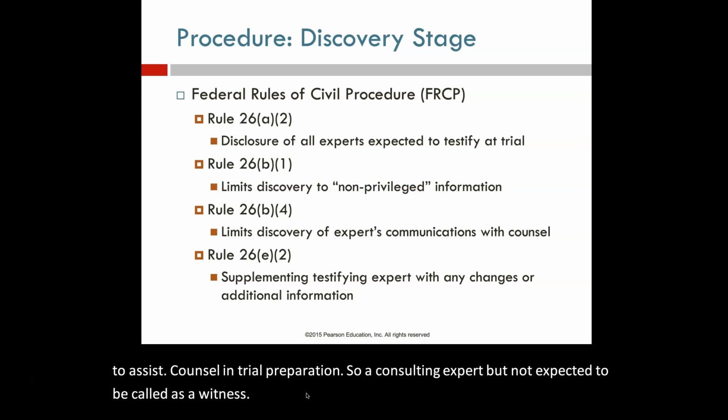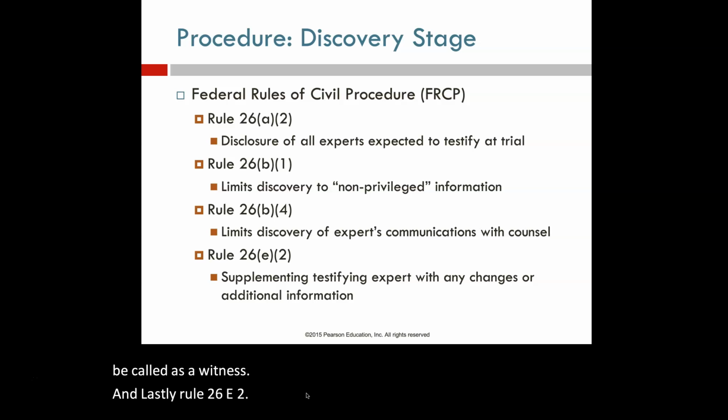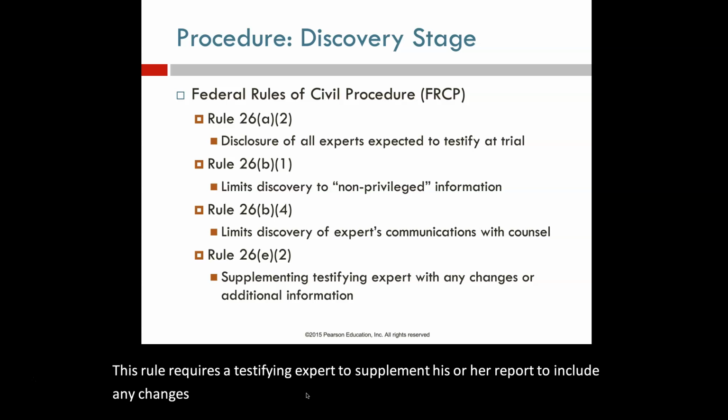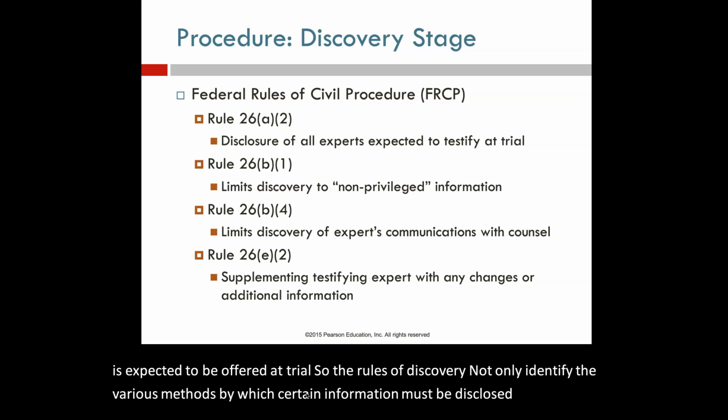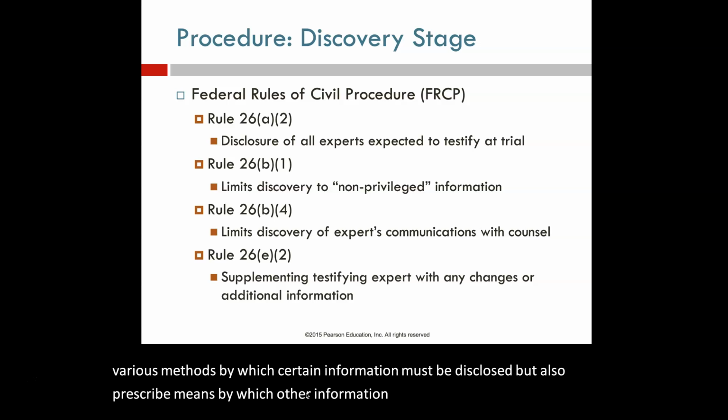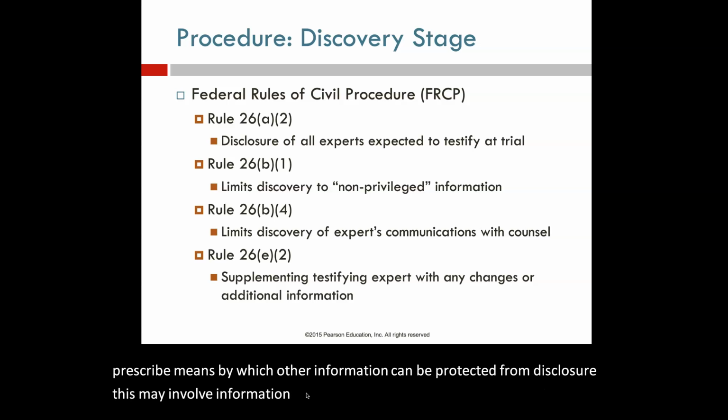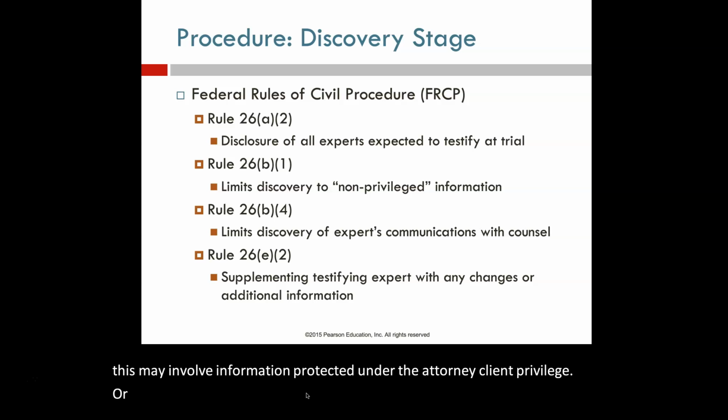And lastly, Rule 26E2. This rule requires a testifying expert to supplement his or her report to include any changes or additional information that has not been previously presented but is expected to be offered at trial. So the rules of discovery not only identify the various methods by which certain information must be disclosed, but also prescribe means by which other information can be protected from disclosure. This may involve information protected under the attorney-client privilege or work product doctrine, expert report drafts, and communications with engaging counsel.